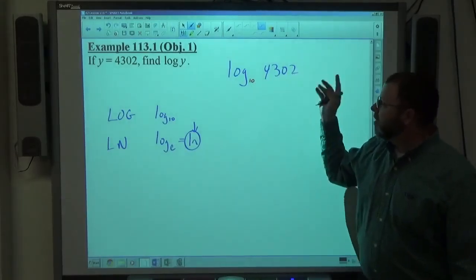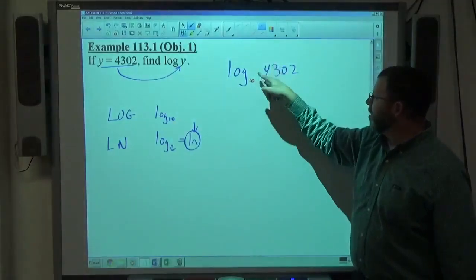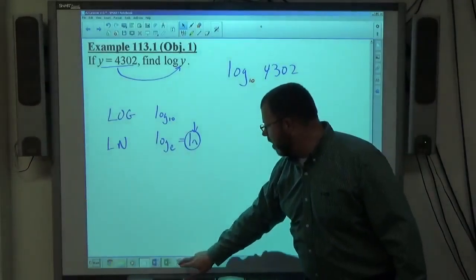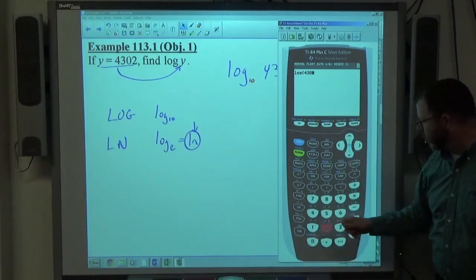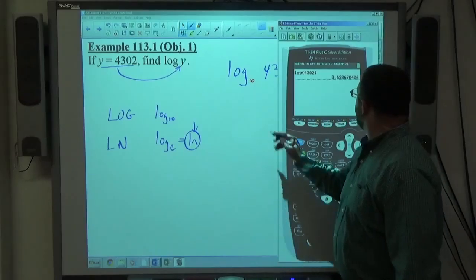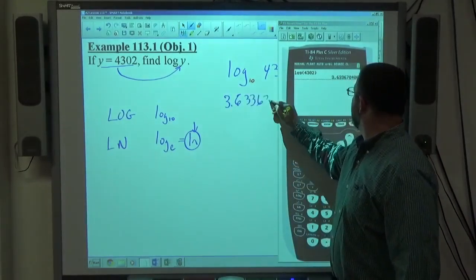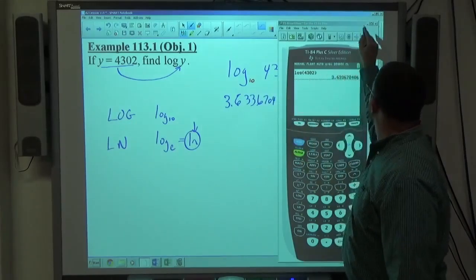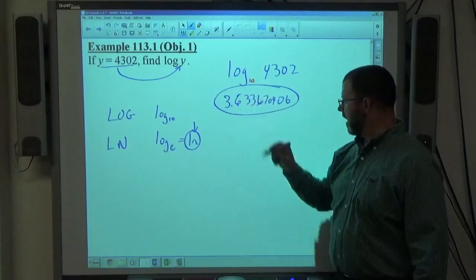So they want us to do that. So y is equal to this number, find log of y, log of 4,302 base 10. All you got to do to find log of 4,302 is type in your calculator, log 4,302 equals, and it spits out the answer, 3.633670406. That's the answer.